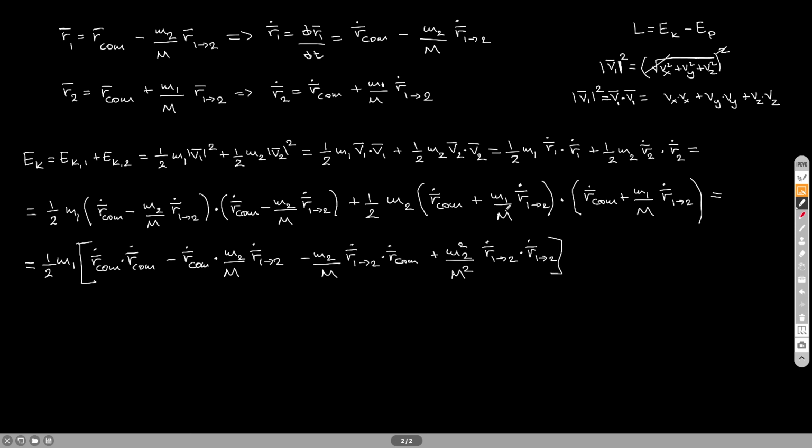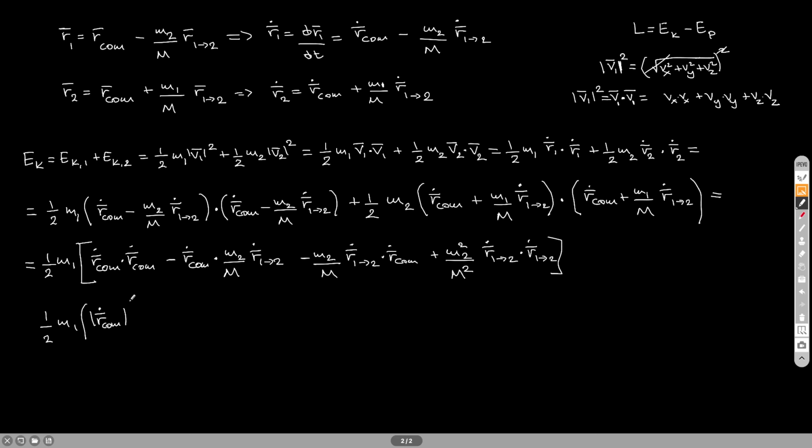Now, before I move on to do the same work here, I do want to make this look a little bit better. So that will give me 1/2 m1. Remember, it's one vector dot product with the same thing, and I can write this as the square of the magnitude, so it will be r dot COM, the magnitude.